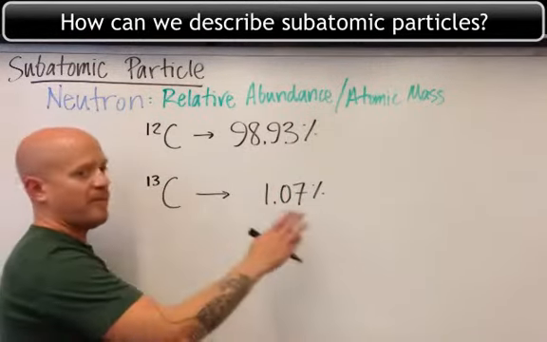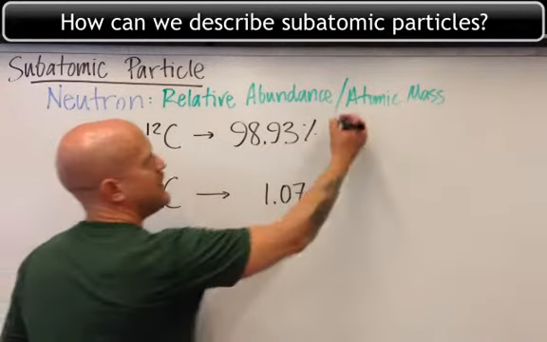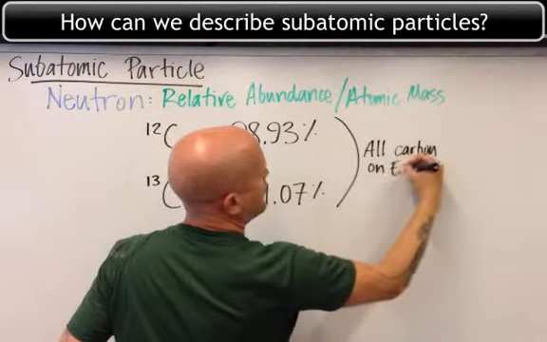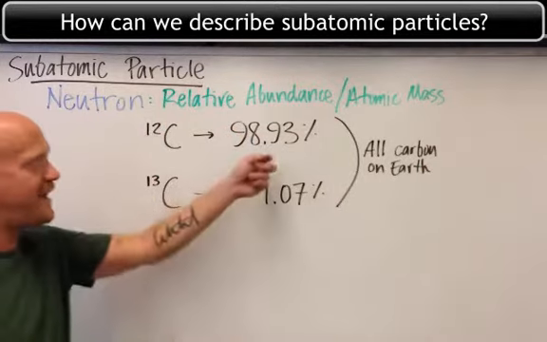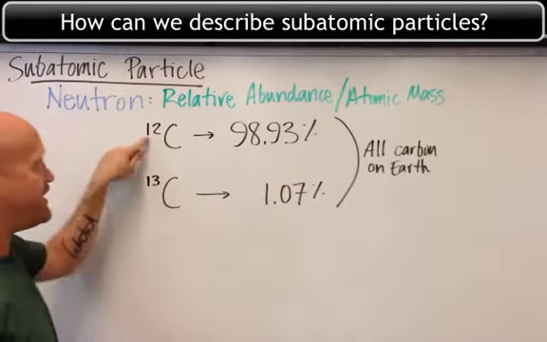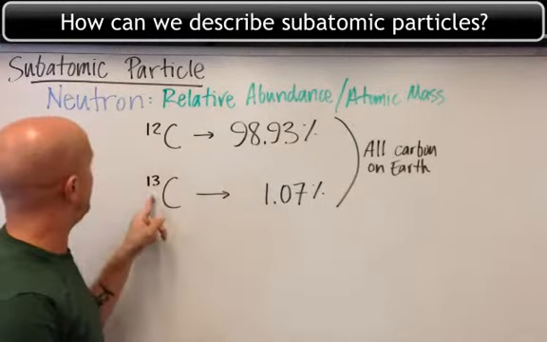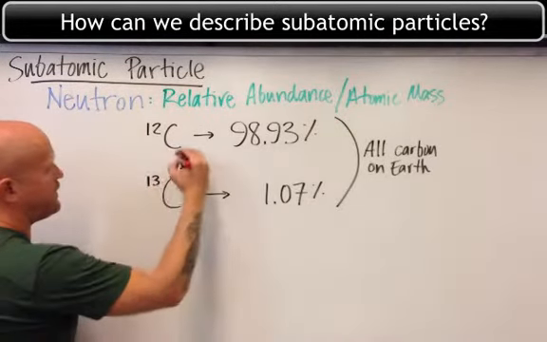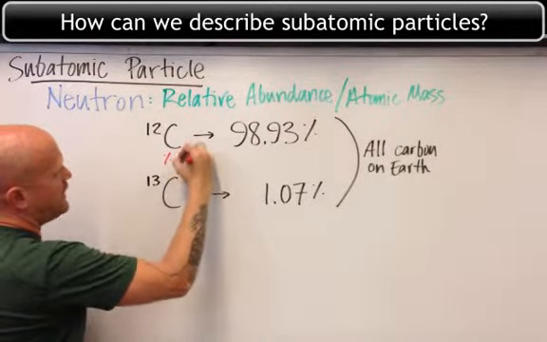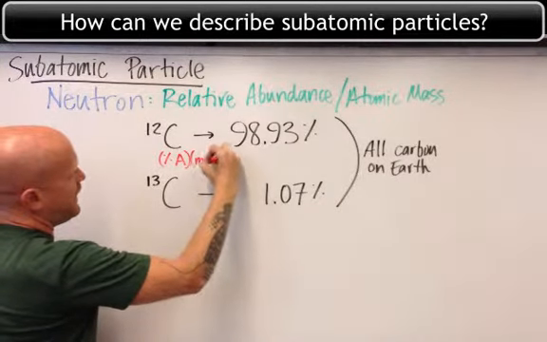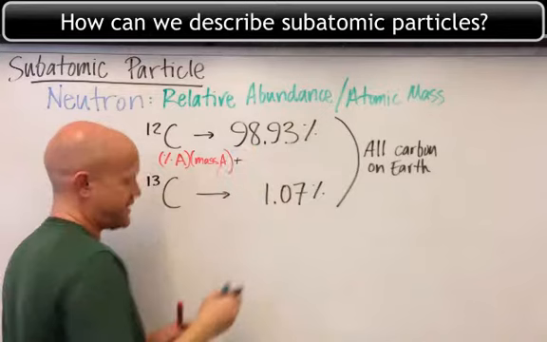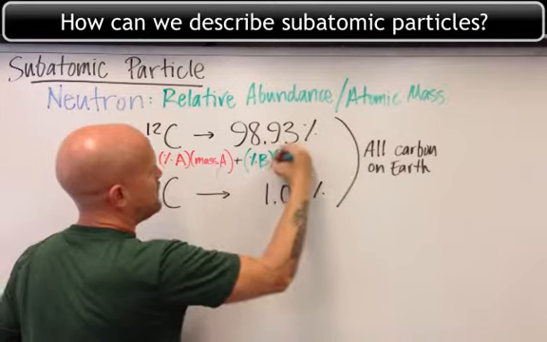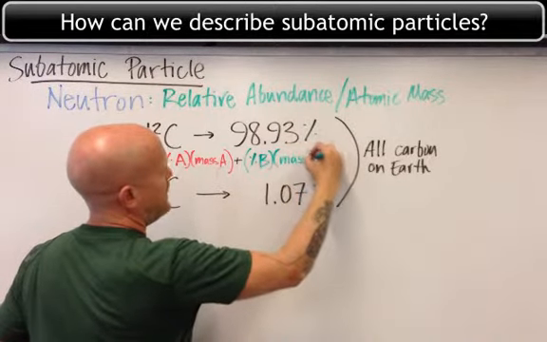Now, when I do this problem, I want to figure out the average atomic mass of all carbon, so all carbon on Earth. So I have to take into consideration this percentage and this mass, and this percentage and this mass. So here's our calculation. We're going to take the percent of A times the mass of A plus the percent of B times the mass of B.